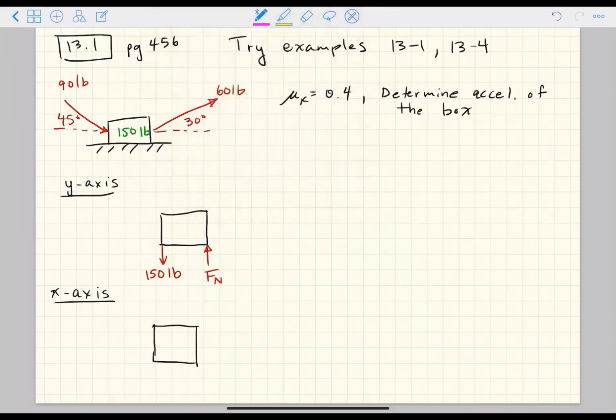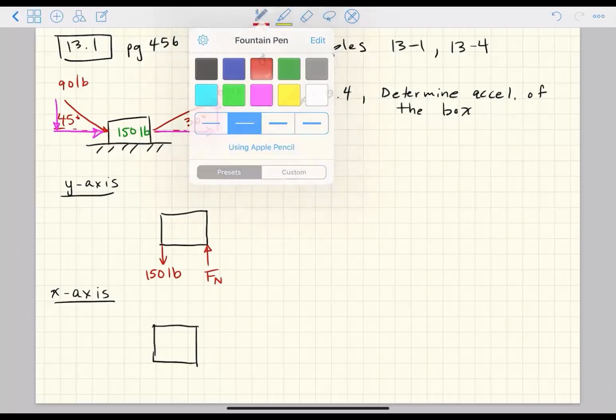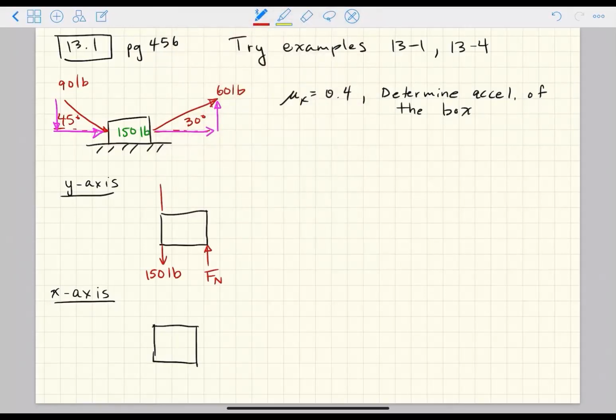Let's break up our two forces into components. If we looked at the 60-pound one, we would have a horizontal component going to the right, and then we would have a vertical component going up. And then for the 90-pound example, we would have a vertical component, in this case going down, and then a horizontal component also going to the right. So we'll need to include those two vertical components. We have one going down from the 90 pounds, one going up, of course, from the 60 pounds. Of course, they're not just 90 pounds and 60 pounds, they are components of them. We do have angles, so we can easily figure those out.